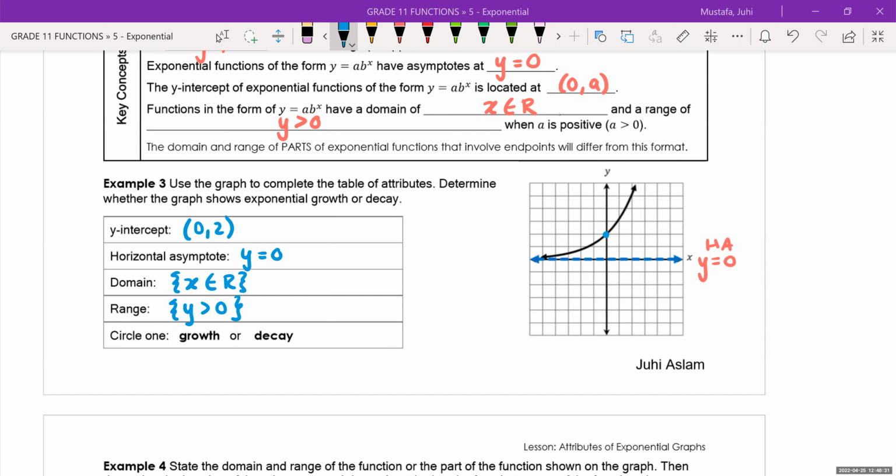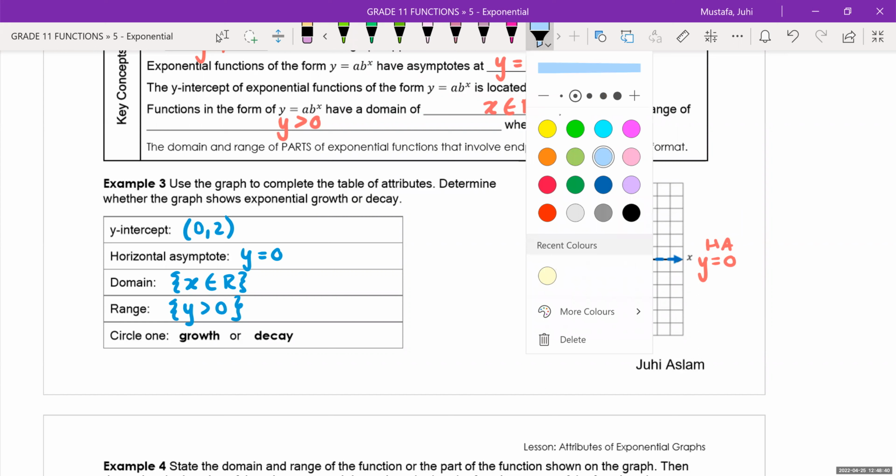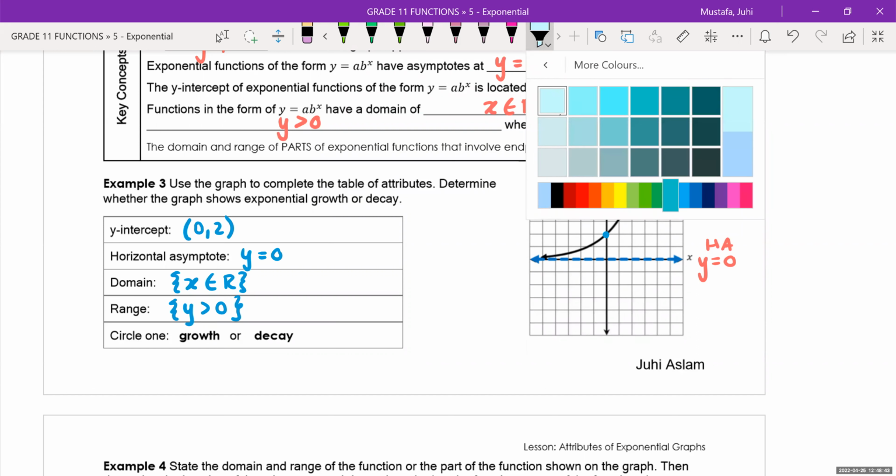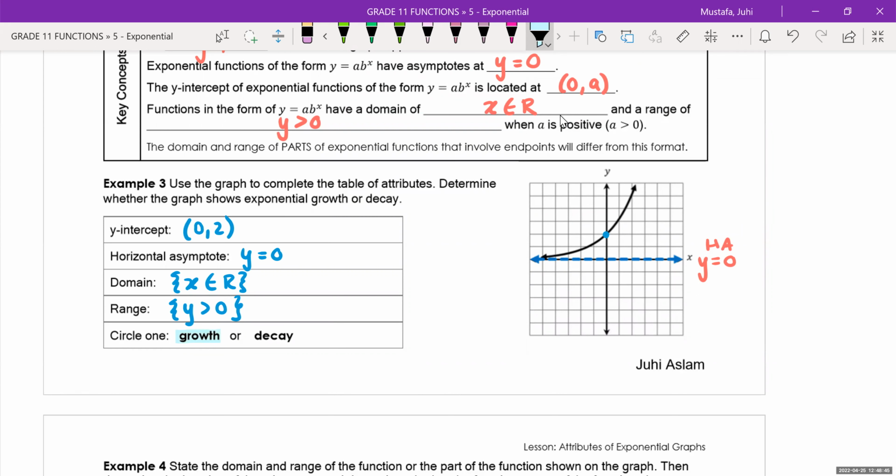And then we're going to circle one of these. Is this a growth or a decay? It is a growth, and we know this because the graph is rising to the right. So we're just going to circle or highlight one of those.